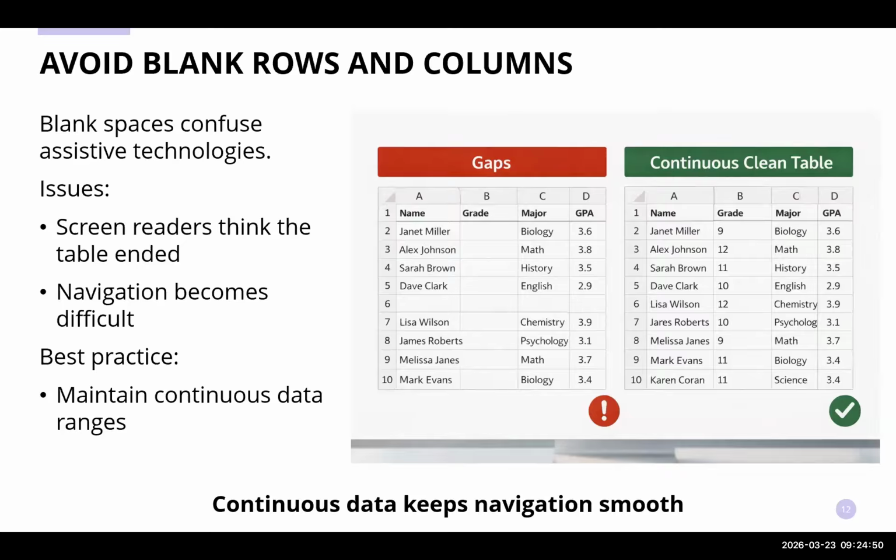So the key rule here is to maintain continuous data ranges, especially inside your table structure. Make sure that there are no unnecessary blank rows or columns, and every cell has data or meaningful headers. This keeps the table readable, navigable, and predictable for everyone.